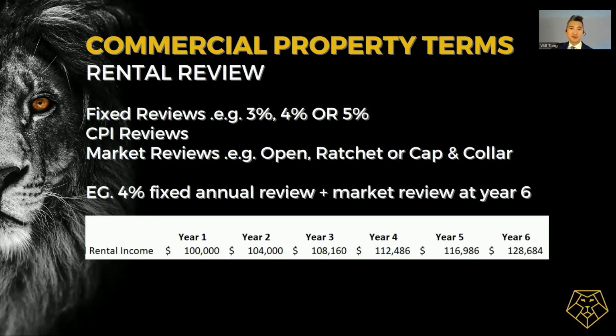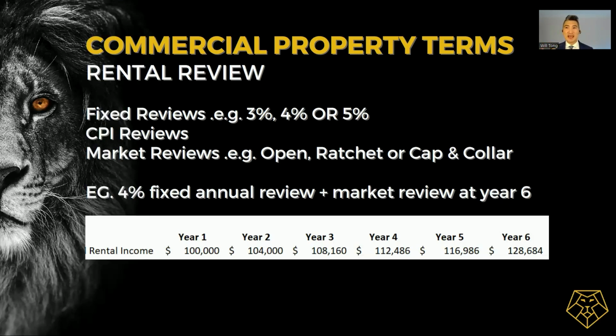Okay, so there are a few types of market review. There's an open market review, which means whether the market goes up or goes down, the new rent is adjusted in accordance to whatever the market rent is at the time. There could also be a ratchet market review, which means that the new rent can only go up. It cannot go down. It cannot go below what the tenant was previously already paying. It's like a ratchet. If you know what a ratchet is, it's a tool that only goes one direction.